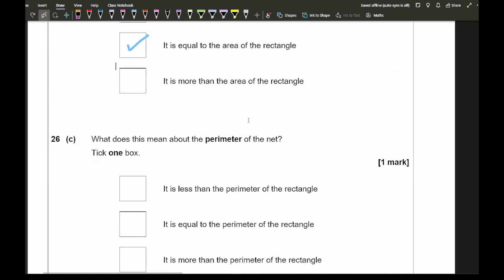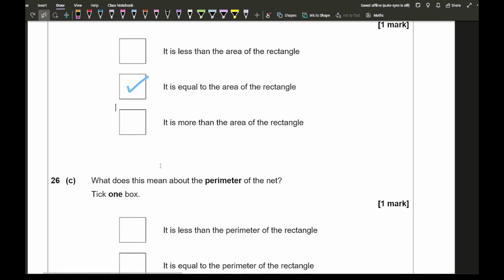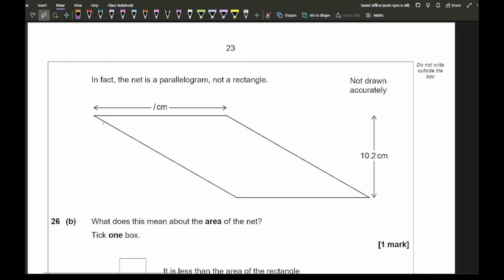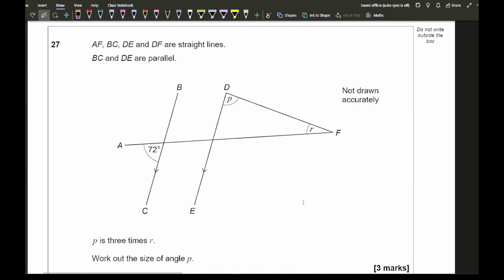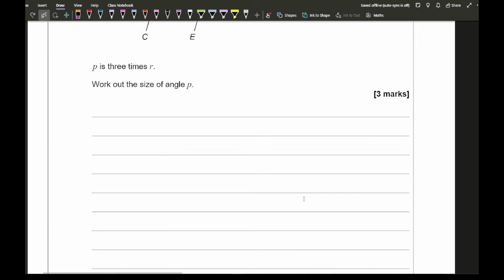It then says, what does this mean about the perimeter of the net? Tick one of these boxes. Again, when we've got diagonal lines, if you think about Pythagoras, the diagonal length is always longer. So if this is L and this is 10.2, then this length here is going to be longer. That means the perimeter is going to be bigger, so what we need to tick is our third box.